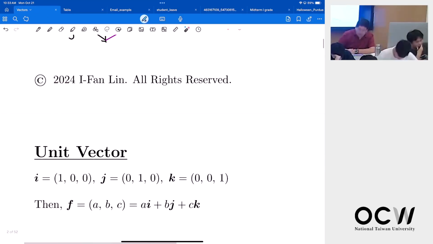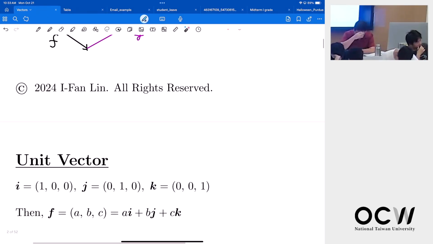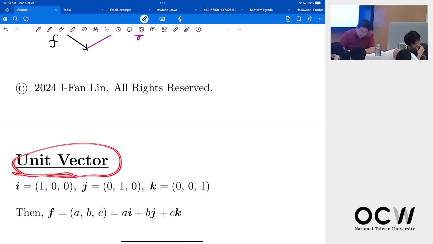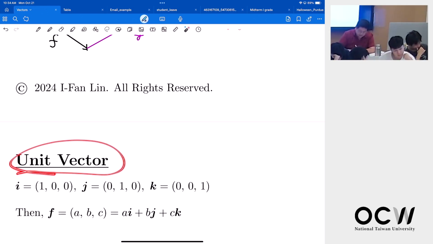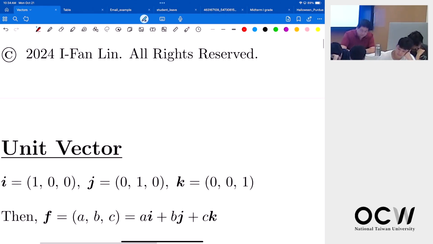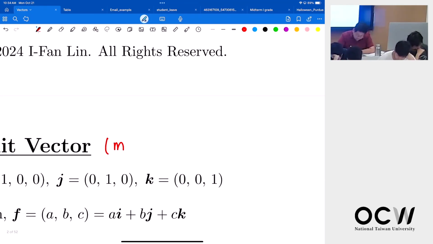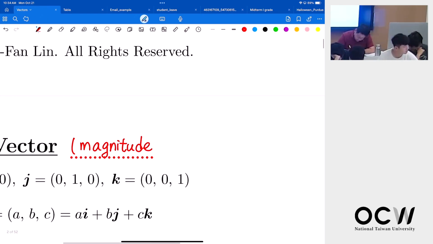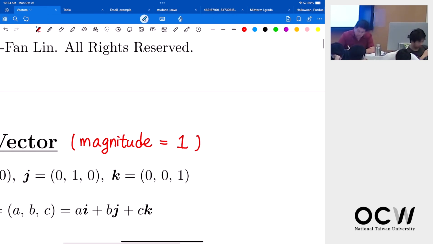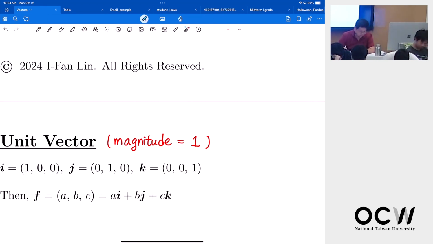Next, what is the unit vector? If you see that unit vector, what things come out from your mind? If you see unit vector, since it is unit, then the magnitude should be 1. So what is a unit vector?